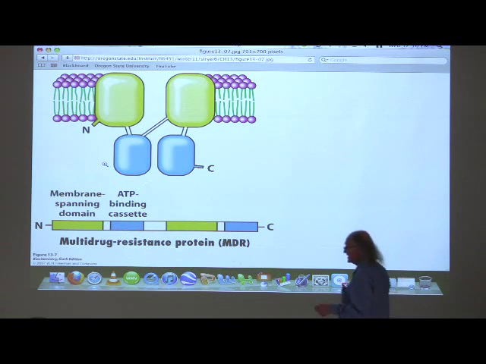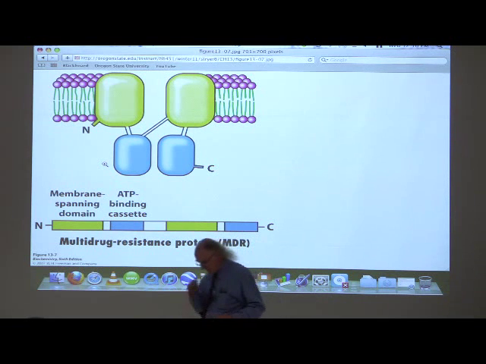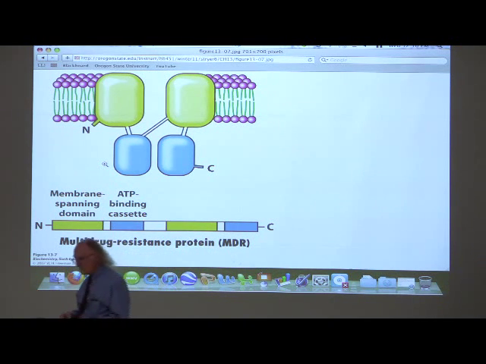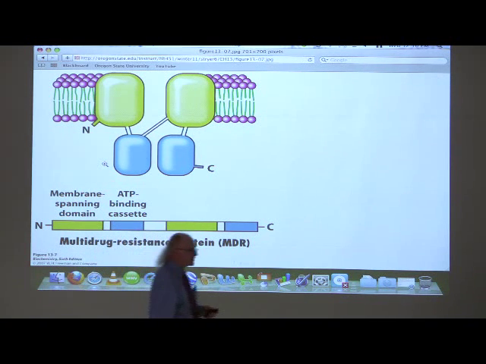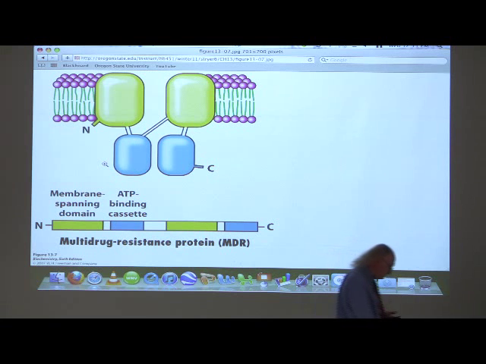And an example of an ABC type transporter is a very interesting protein known as multi-drug resistance protein, or MDR. Multi-drug resistance protein is an important consideration in certain cancers.